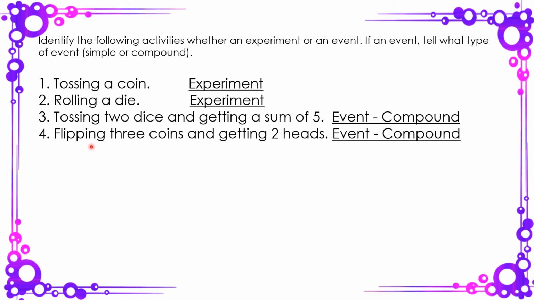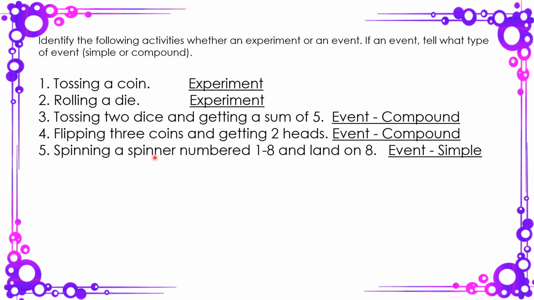Number 4 is flipping 3 coins and getting 2 heads. If we are going to flip 3 coins and get 2 heads, it is an example of an event, and this is compound because we can have tail, head, head, or head, head, tail, or we can have head, tail, head. Those are the possible outcomes. So this is an event and it is a compound event.